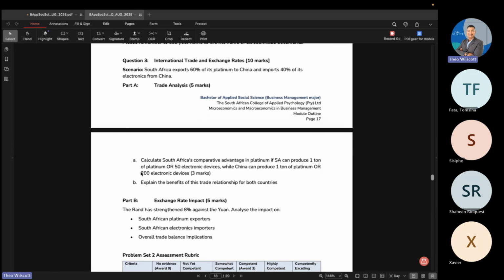So the question is, calculate South Africa's comparative advantage in platinum if South Africa can produce 1 ton of platinum or 50 electronic devices, while China can produce 1 ton of platinum or 200 electronic devices. And then explain the benefits of this trade relationship for both countries. The current trade benefit is that China takes our platinum, and we buy electronic devices from China, because for every 1 ton of platinum, they can produce 200 electronic devices, and we can't compete with that productivity because they've got significant economies of scale. So is this a useful relationship, or who is being disadvantaged, or are we both getting an advantage out of this? That's really what I'm looking for.